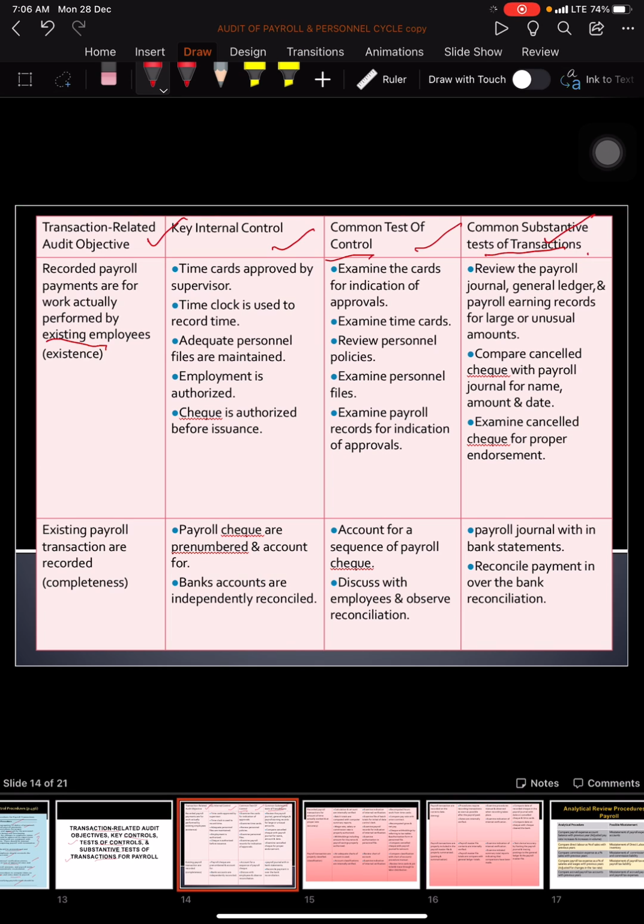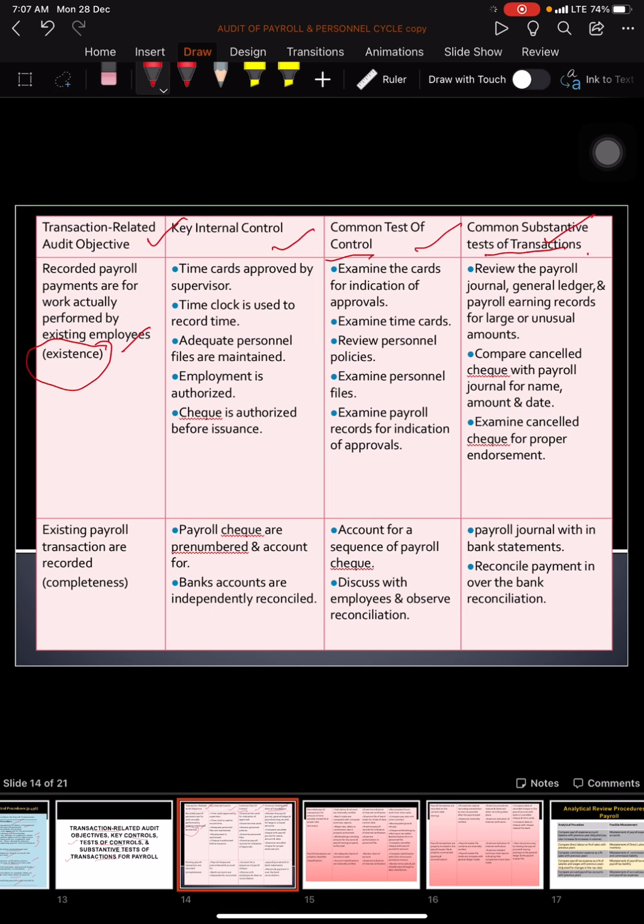So the existence, or occurrence, is to make sure that recorded payroll payments are for work actually performed by existing employees. We see that all the payment is actually paid to employees that actually exist. It means that there is no fictitious payment to a fictitious employee.